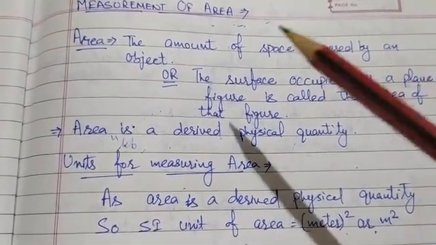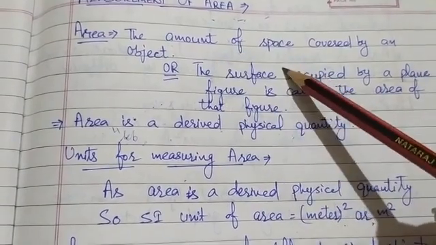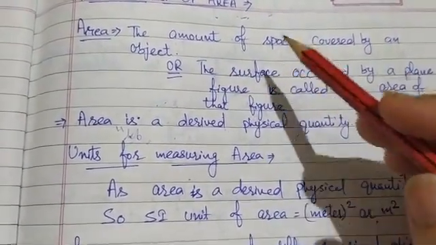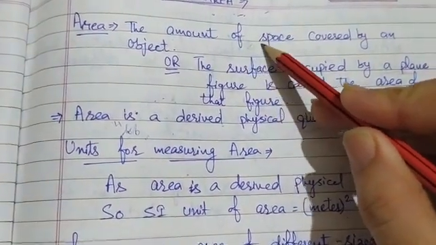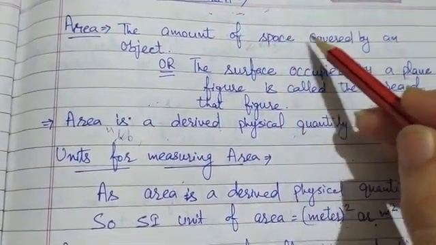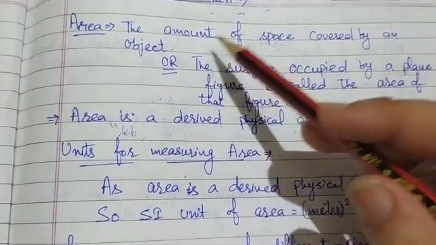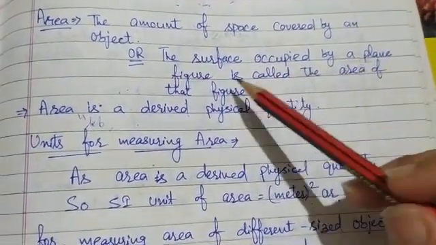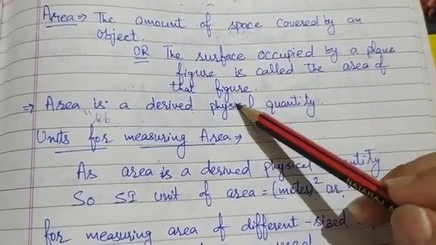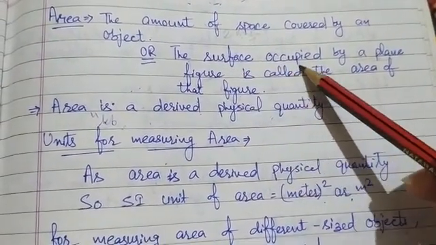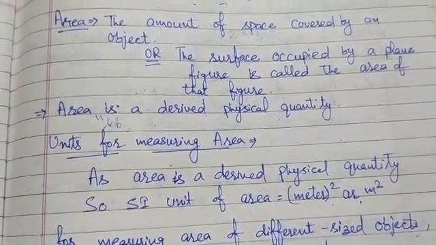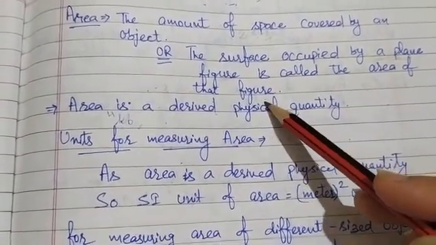Area can be defined as the amount of space covered by an object, or we can say that the amount of two-dimensional space covered by an object, or the surface occupied by a plane figure is called the area of that figure. Surface occupied by a plane figure or two-dimensional figure is called the area of that figure.